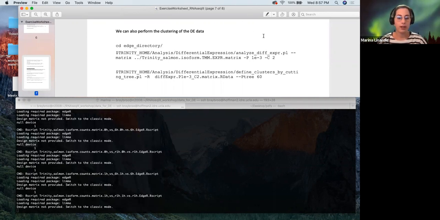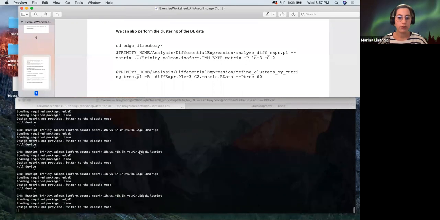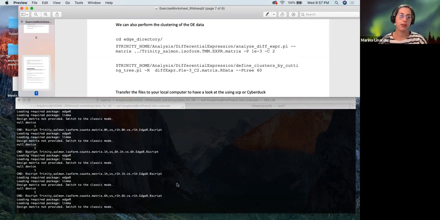This is almost done. I think it probably ran 1, 2, 3, 4, 5. Yeah, this is going to be the last comparison. Six hours versus our 1 hour. Yeah, this is the last one.